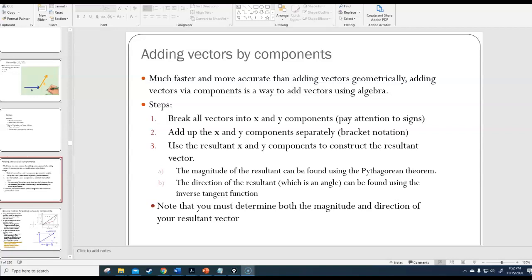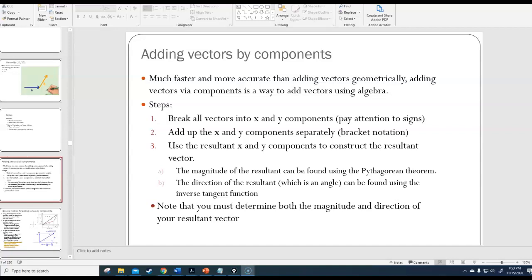So basically what we're going to do is we're going to take the vectors that we want to add, whether it's 2 or 3 or 4 vectors, we're going to break them into components. Okay, that is, we're going to break them into x pieces and y pieces. We're going to add up the pieces separately, and then we're going to put everything back together again. Okay, that's basically how this works.